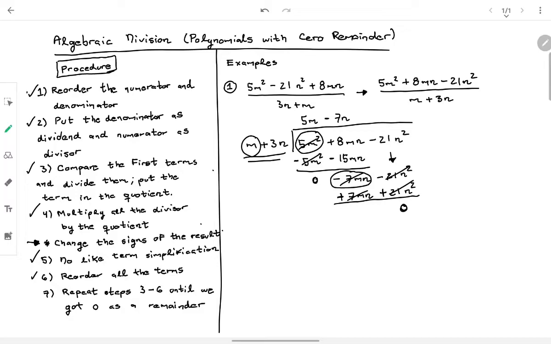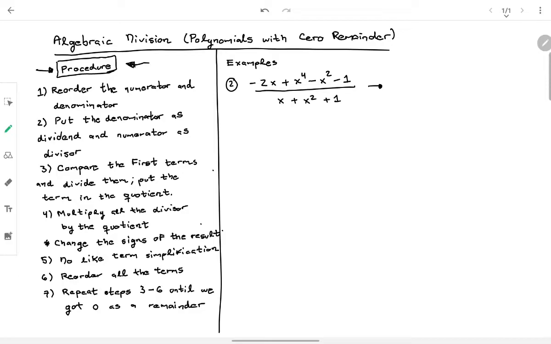That means that for this division, the result is going to be only 5m minus 7n, and this is going to be our final answer. So as we saw, maybe it's a very long process, but if we use this specific procedure, it will be easy to do. It's only following simple steps to obtain the answer. Let's see a second example.